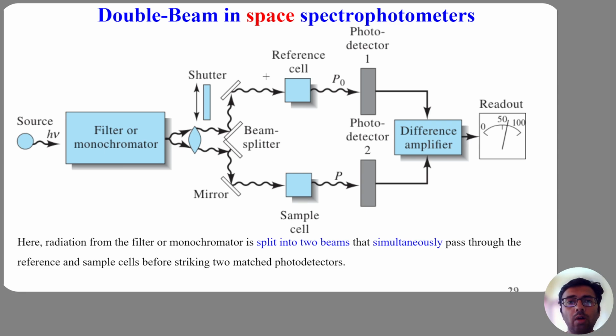The electrical outputs are sent to a difference amplifier. The system continuously compares the two signals and directly computes transmittance or absorbance. Source fluctuations are automatically cancelled. At first glance, this seems like the perfect solution, but physics always introduces trade-offs.